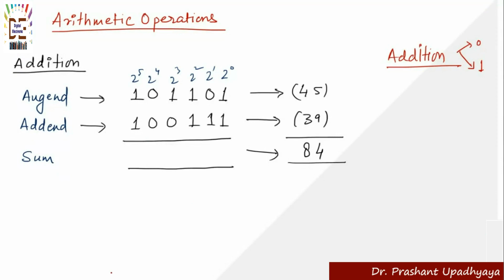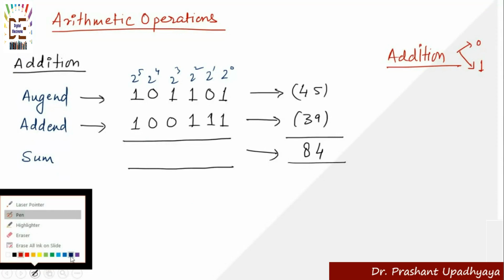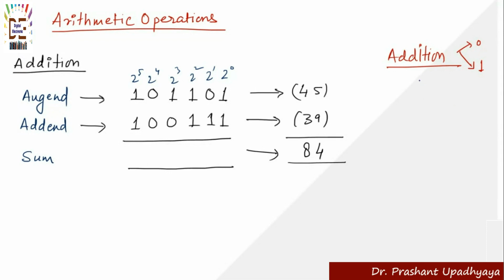So what do we do when adding any numbers? Let's say 0 plus 0, what will be my answer? I will get a 0. I can have 0 plus 1, what will be my answer? 0 plus 1 is 1. I have 1 plus 0, then the answer is again 1. But if I have 1 plus 1, what will be my answer?